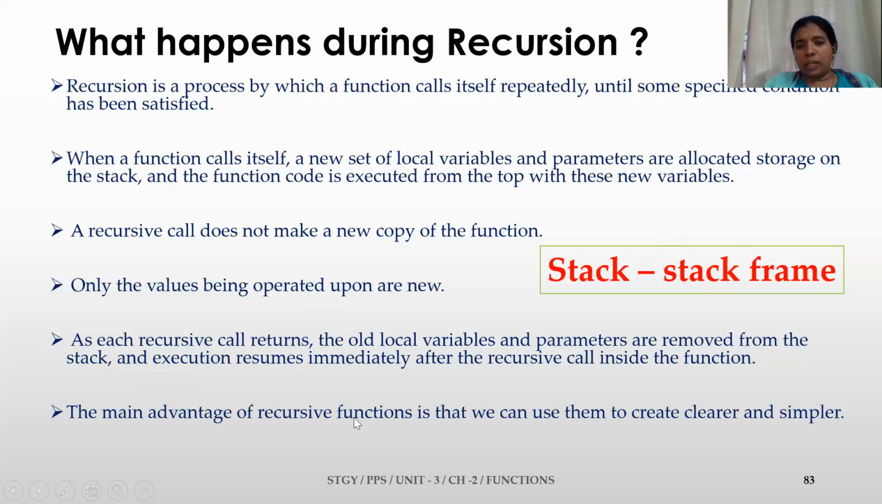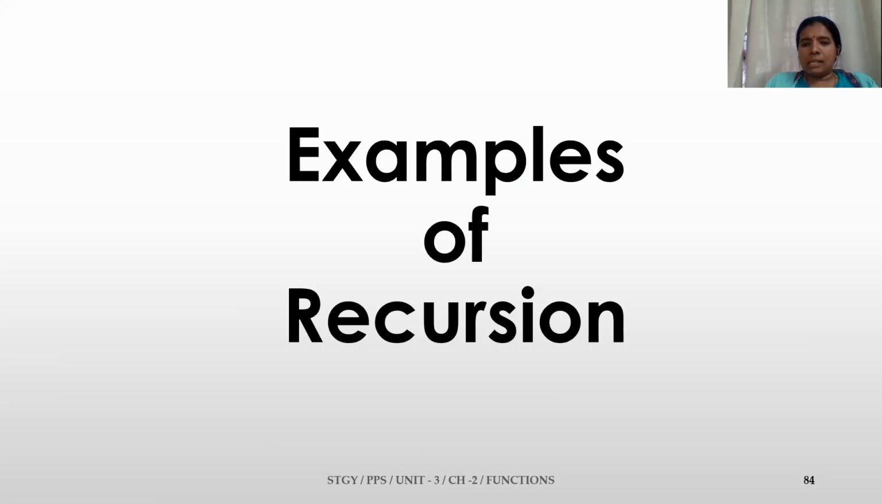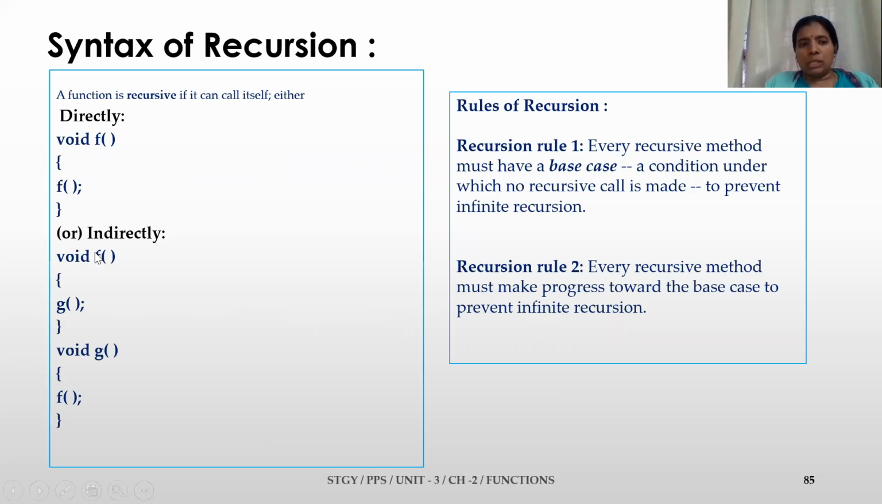The main advantage of recursion is that it is used to create cleaner and simpler code. Let us see an example for recursion. This is one of the examples where a function f is calling f, but there is another way also possible. Here f is calling g and g again is calling f. The first one is called direct recursion and the second one is called indirect recursion.